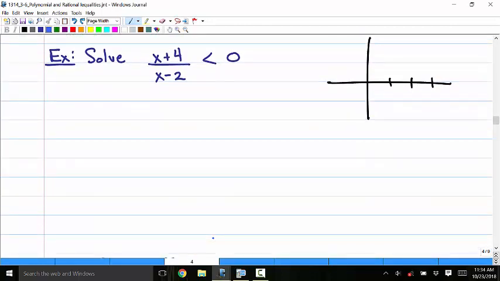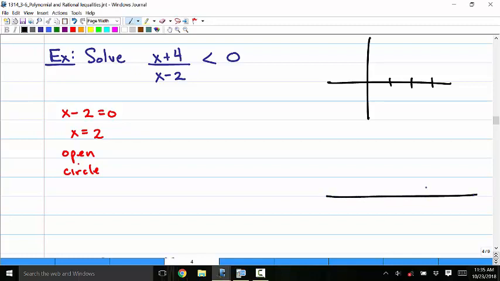Go solve (x plus 4) over (x minus 2) less than 0. I'm going to put whatever's in my denominator equal to 0 in red. So x minus 2 equals 0, x equals 2. Since it's in the denominator, x equal 2 is always going to be an open circle. So over here on my number line, here at 2, I'm going to put in an open circle.